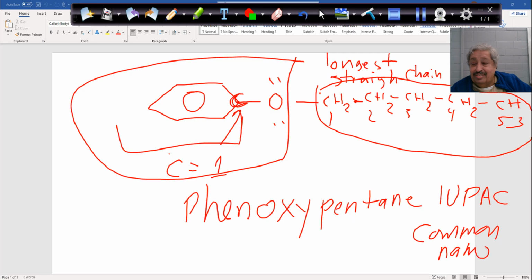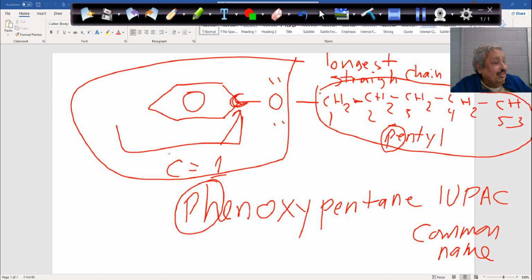What's the common name, guys? Well, the common name, it turns out, this is by itself phenoxy. This will be what, as a group? Come on, guys. Will be what? Pentyl, correct? Will be pentyl. So this is phenoxy. This is the whole group. So the PE will come before the PH, or the PH will come before E. Which one do we have to write?